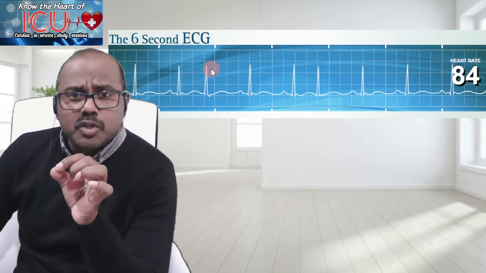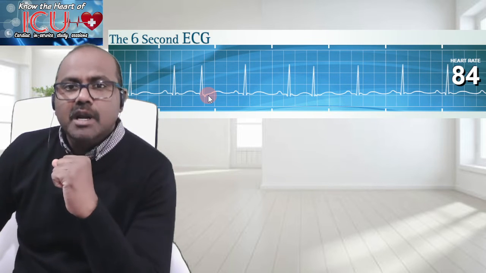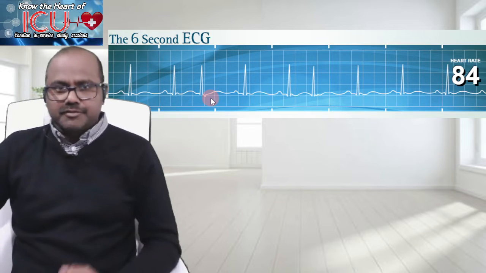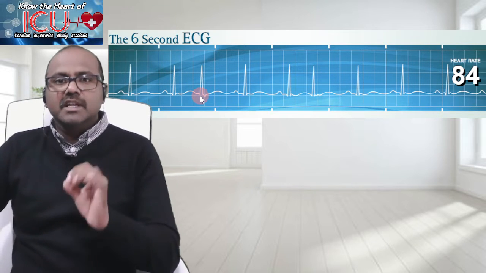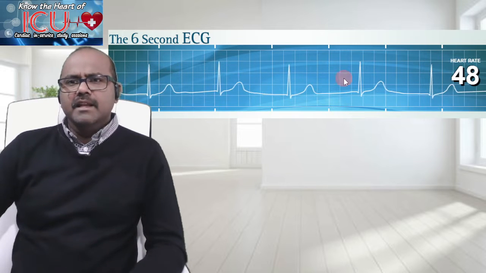So there is a premature complex originating from the AV node. So it's a premature junctional complex. It's a normal sinus rhythm with a premature junctional complex. So it's easy to identify. And look at this rhythm.